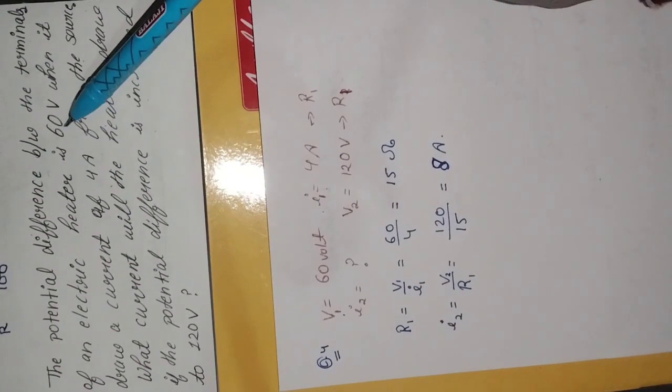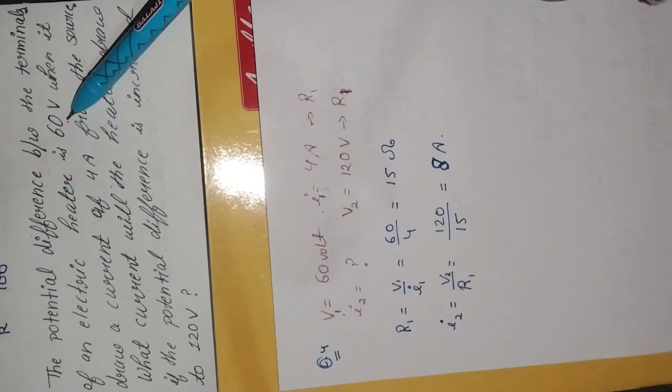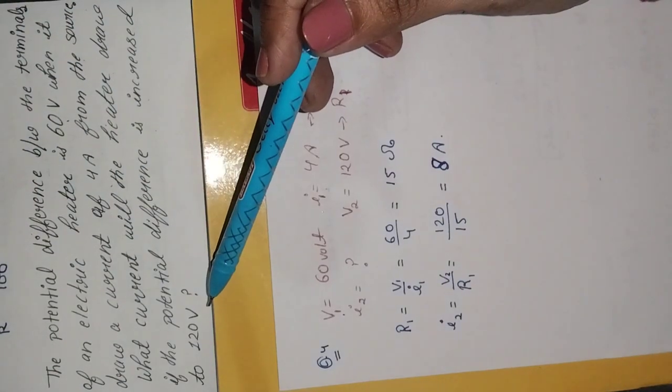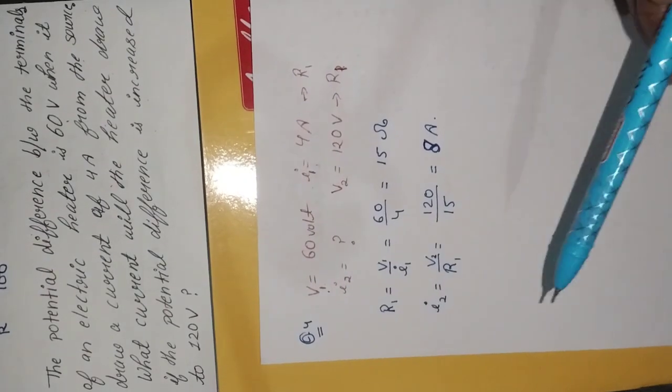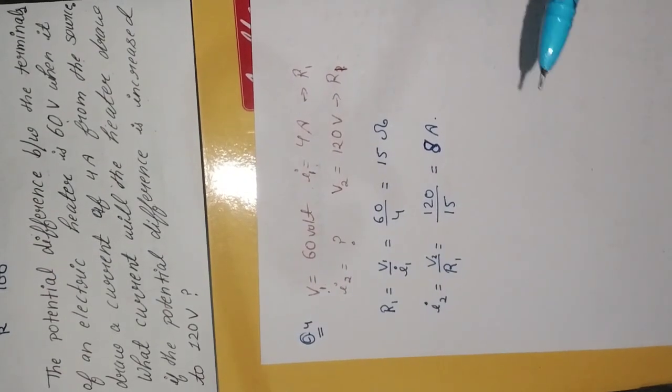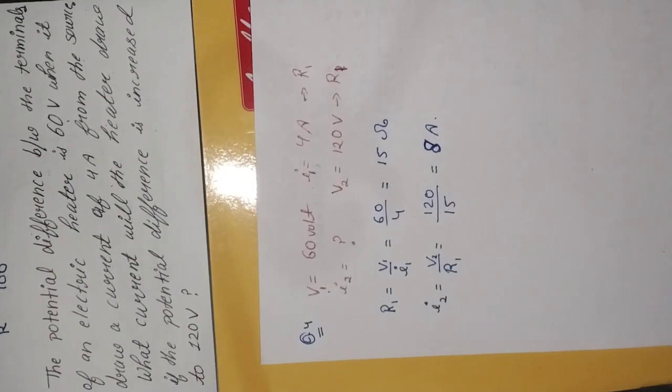Heater is the same, only voltage is changing. First the voltage is 60 volt and second voltage is 120 volt. First current is 4 ampere, then what will be the second current? So second current you can find by the resistance, because resistance is same, because we are using the same heater. So resistance is not alternate, resistance will be the same.